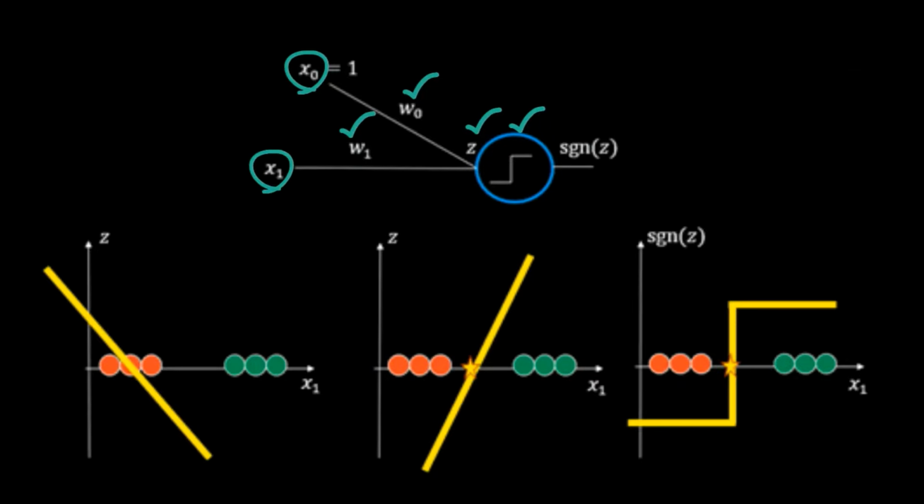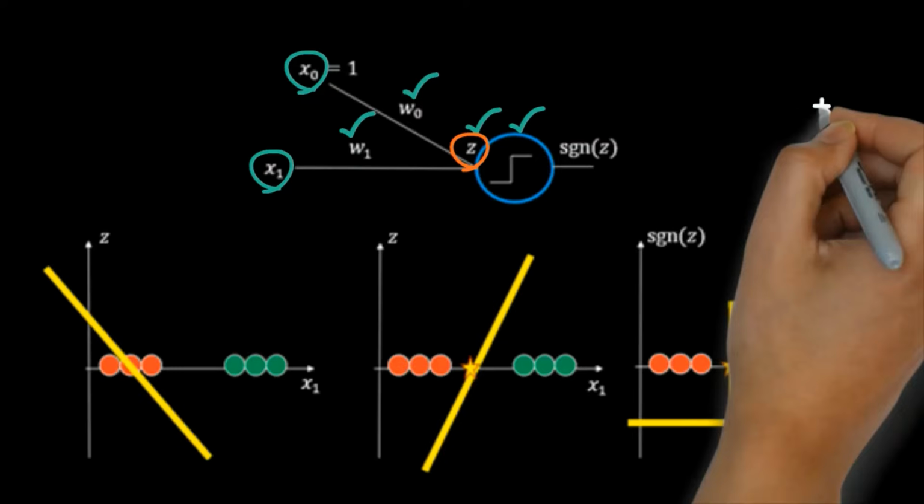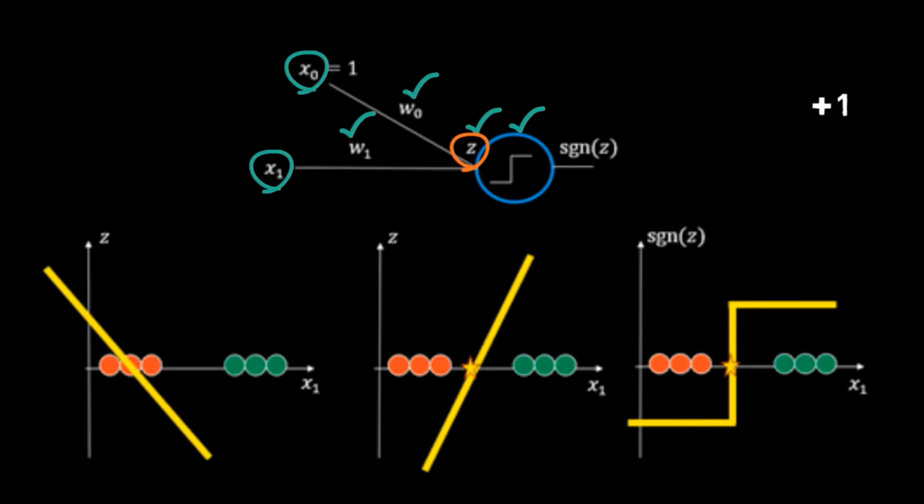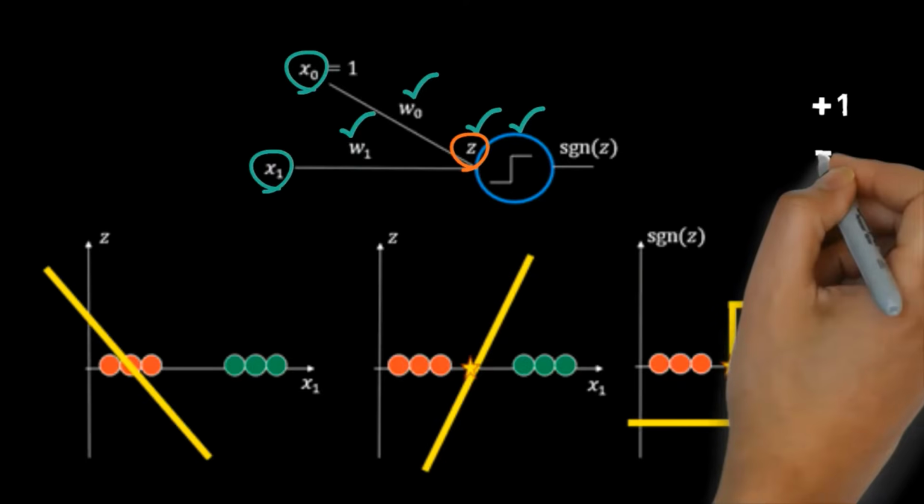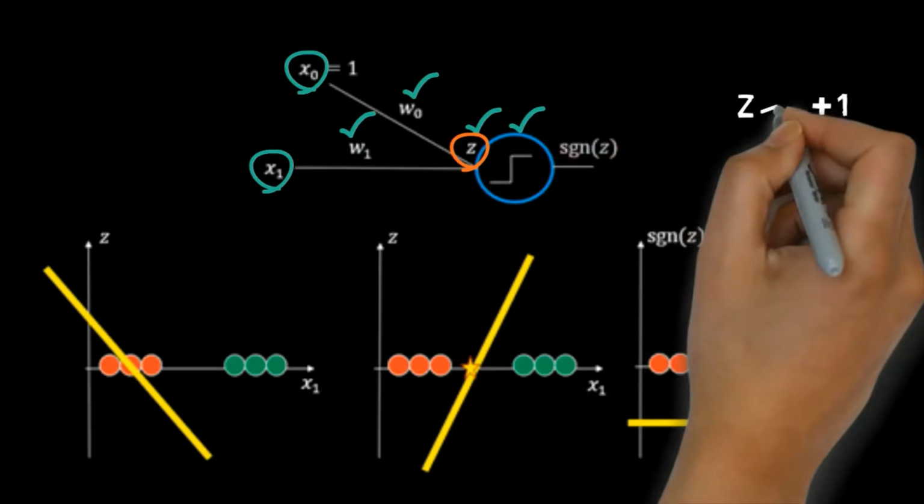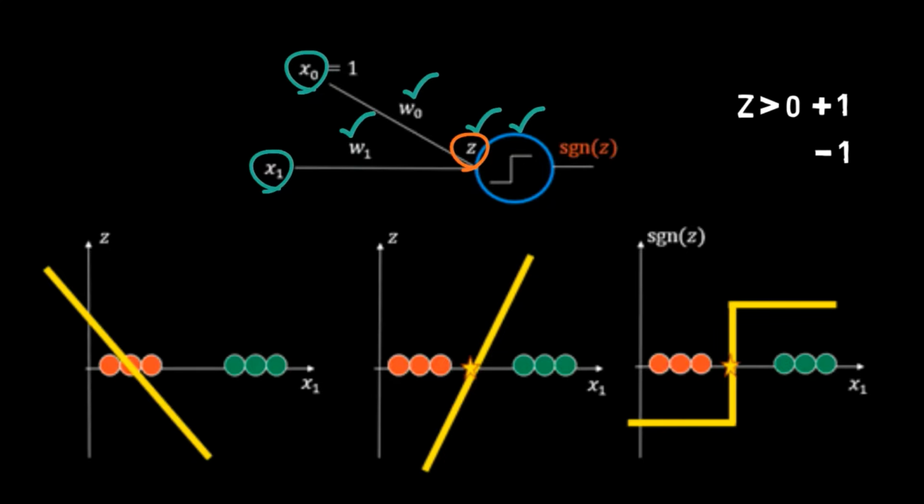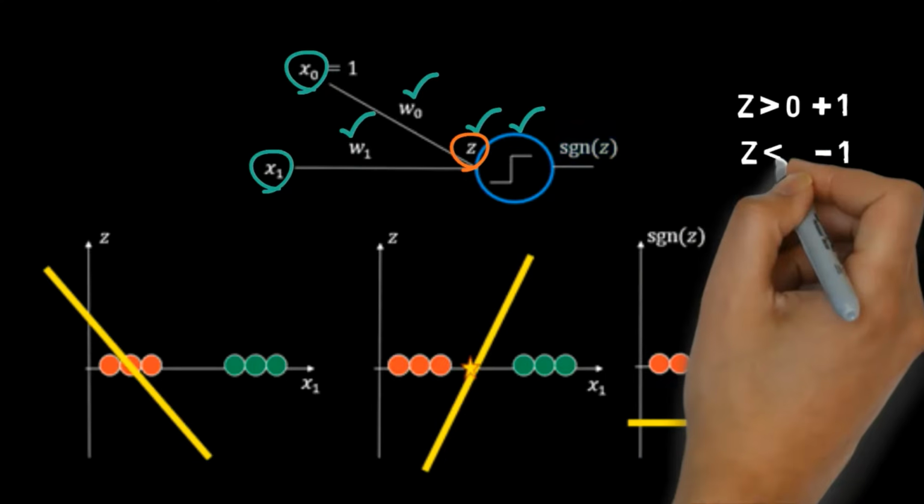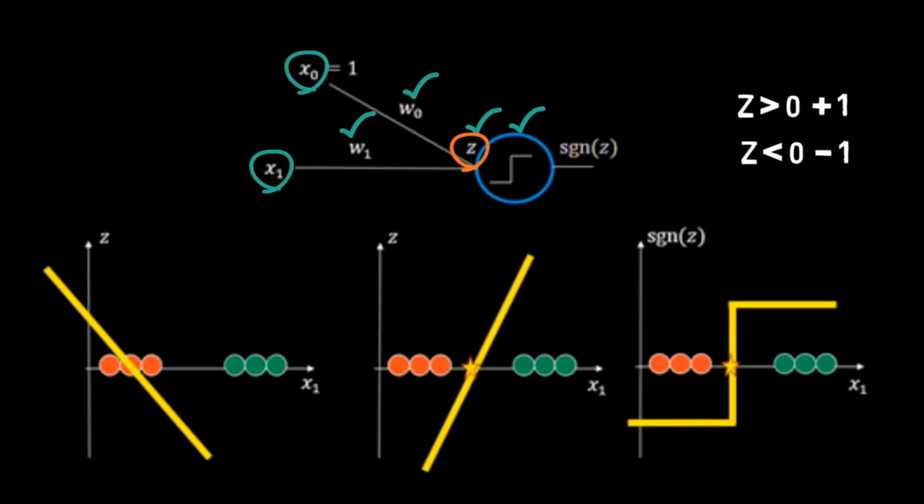Then you can see that we can apply some thresholding function on top of this Z to create binary classification. This classifier outputs +1 for an instance of one class and -1 for an instance of the other class. This sgn(Z) is the sign function, where if Z is greater than 0 then the output is 1, and if Z is less than 0 then the output is -1.